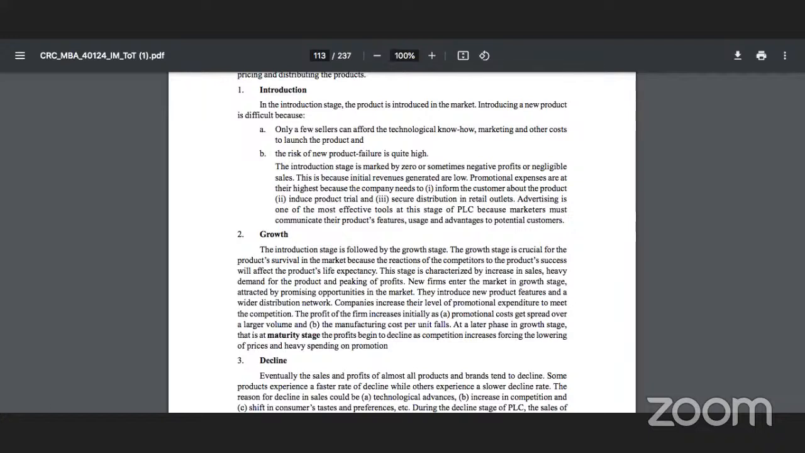So let us move on to the second aspect. But before that, any questions that you all have? I'll be happy to take them now or later, whichever you prefer.